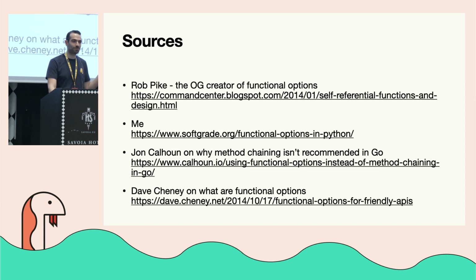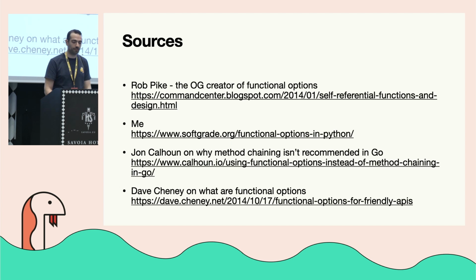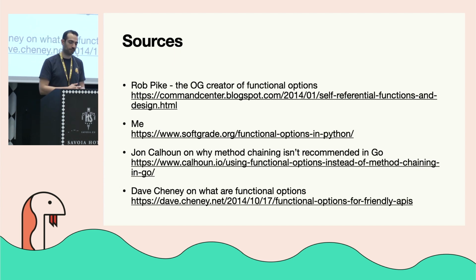And these are some sources for the talk. Rob Pike was one of the people working on Unix and one of the creators of Go, and he was the first person to talk about this publicly. And then Dave Cheney made it a bit more common. John Calhoun talked about method chaining in Go, and he's also a very popular figure in Go education. And then I also wrote a blog post covering this when I tried it out at some point a few years ago, and that eventually became this talk.